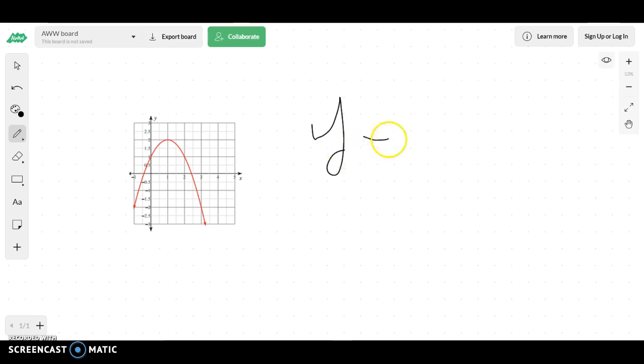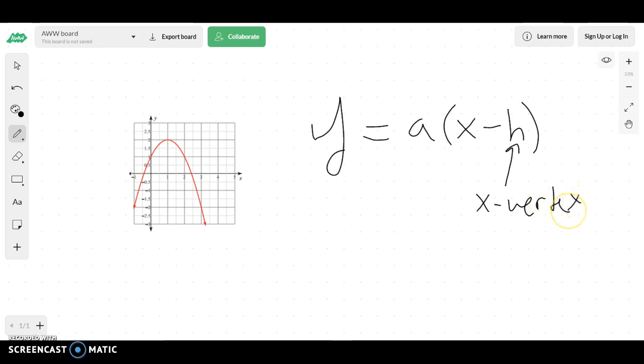The equation that you're going to want to put it into is vertex form, where a is my slope, we've got x, and it's always the opposite of your h in here, where h is your x vertex, and then plus k, which is your y vertex. So we're just going to find those points and try to write that equation.